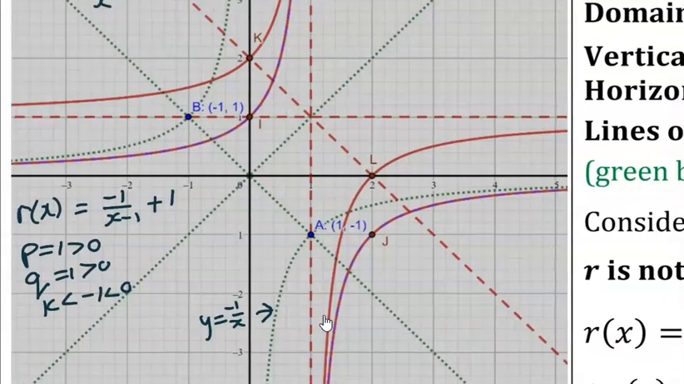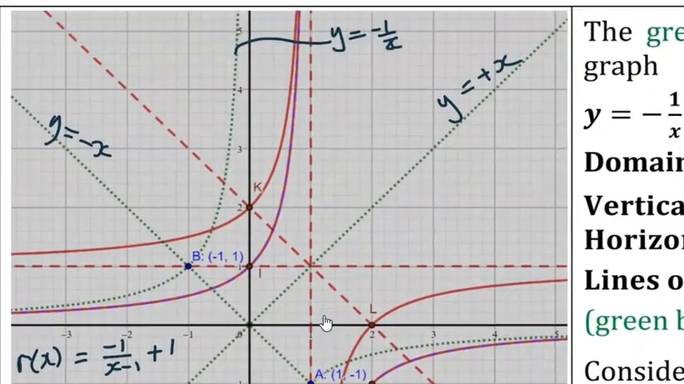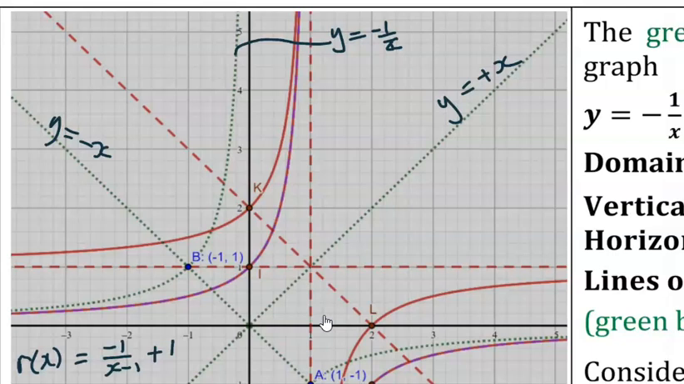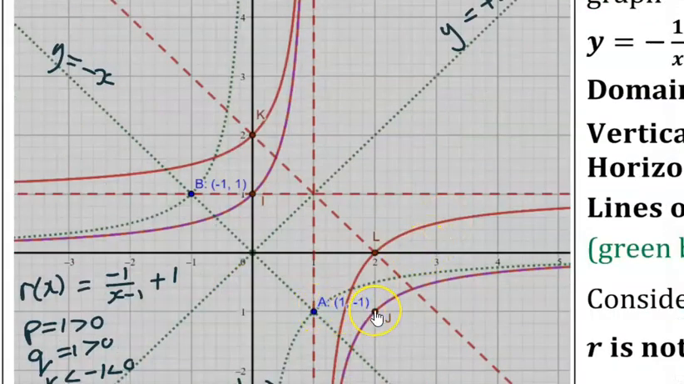So let us look first of all at the role of this minus 1, p. If I ignore q equal to plus 1 and I only look at the x minus 1, then we see it is this graph, y equal to minus 1 over x, shifted 1 unit to the right because my p is positive. So from B we will shift to that point there. From B it looks like the point I. From A we will shift to the point J, and that is 1 unit.